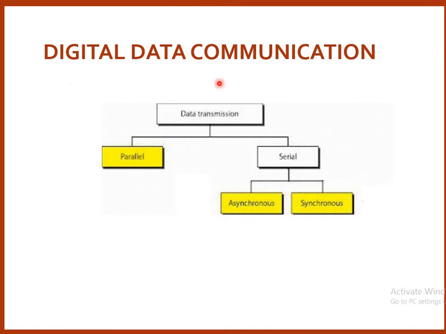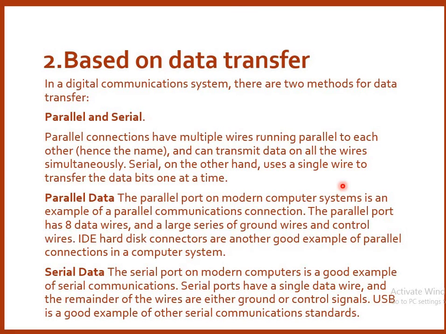Second one is digital data communication. We have two categories, that is parallel data communication and serial data communication. Under serial data communication we have asynchronous transmission and synchronous transmission. Now we are going to discuss all this in detail. From the previous figure we come to know the second type of mode of communication is based on the data transfer. In a digital communication system there are two methods for data transfer: parallel and serial.